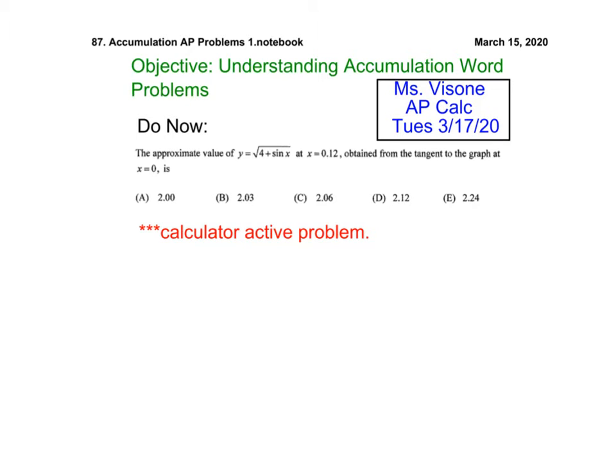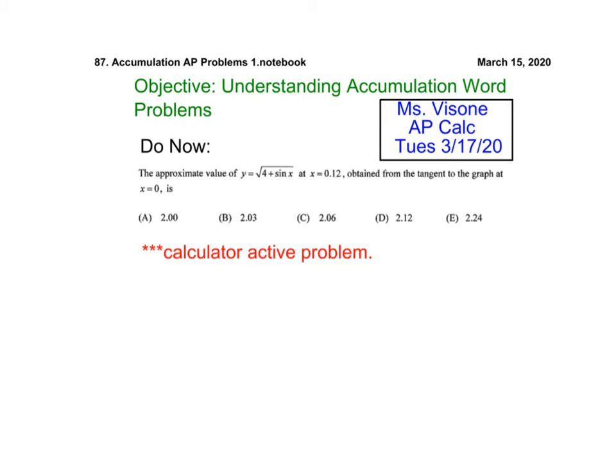So they gave us 0. So we need to plug in. Helps if I put the pen on. Alright, so I got 0, comma, and then I need to plug in. So the square root of 4 plus sine of 0 is 2. So our point is 0, 2. And then we need to find our slope.